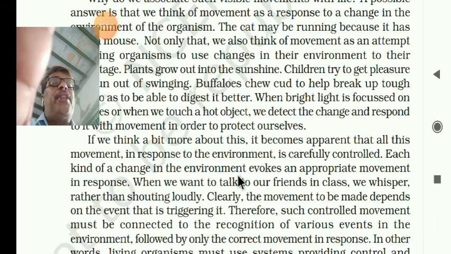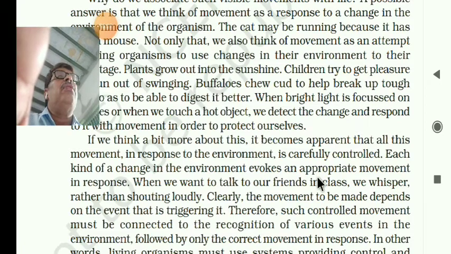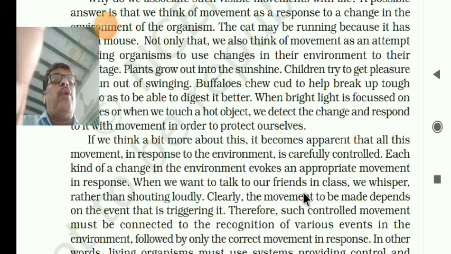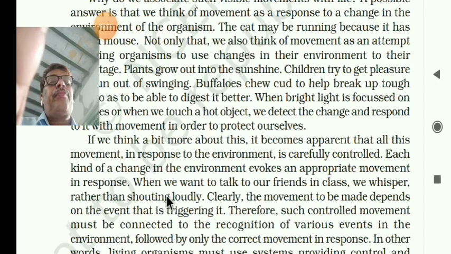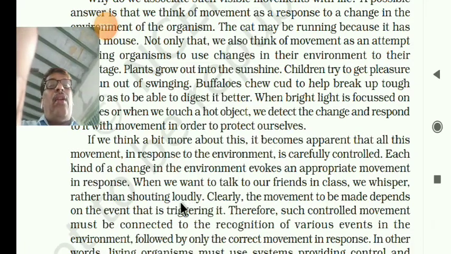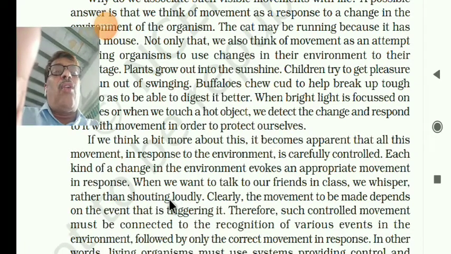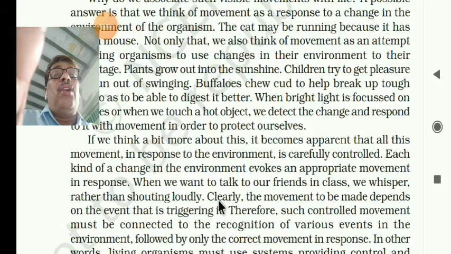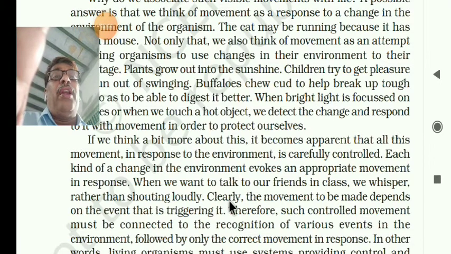Each kind of change in the environment evokes, meaning draws out or brings our attention to, an appropriate movement in response. When we want to talk to our friends in class, for example, while the teacher is teaching, we whisper rather than shout loudly. You use a low, slight voice. Why are you not shouting there? Because of controlling power: control and coordination.